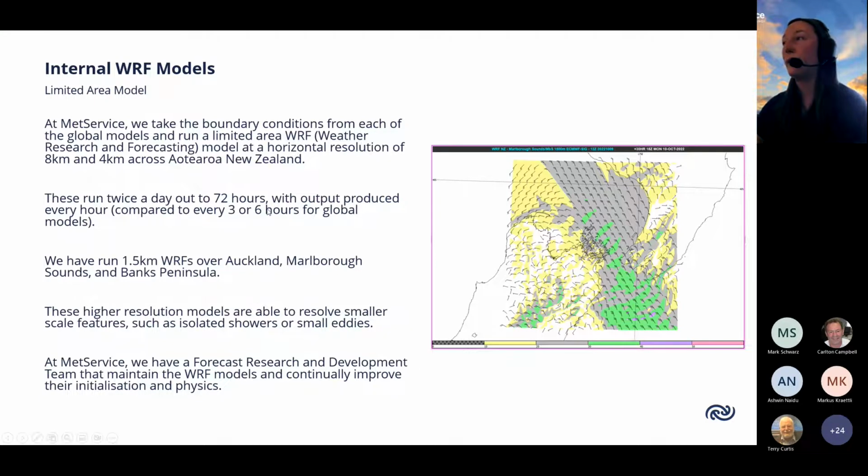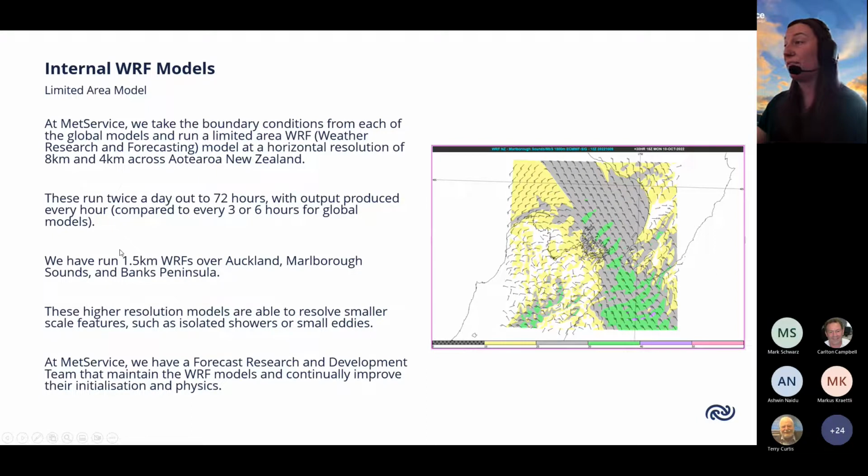And so those get run at 8 kilometres and 4 kilometres. So compared to the global models, the horizontal resolution is much finer. These run twice a day, up to 72 hours, with output produced every hour. And so by that I mean these graphical outputs of the data is every hour, whereas when we're looking at the global models, that's every 3 hours and tends to every 6 hours the further out you look. So we can look at the data every hour, which is nice.